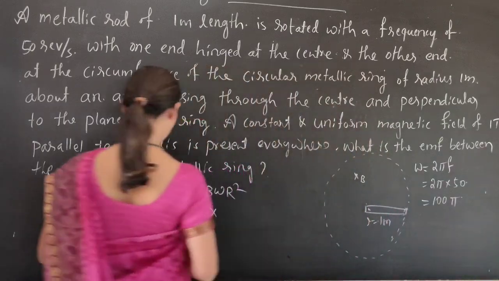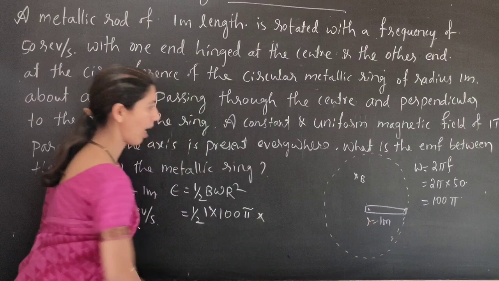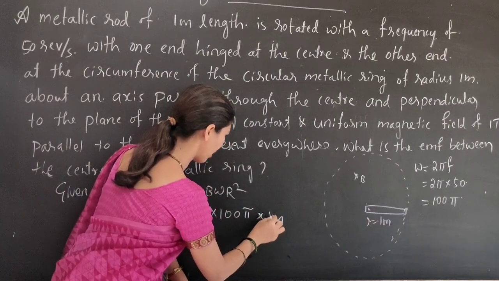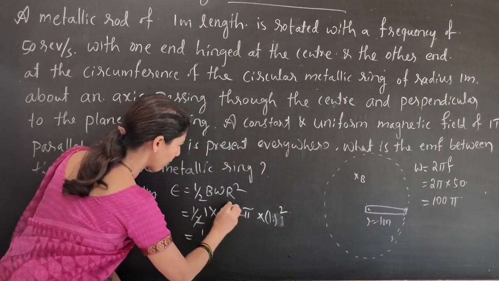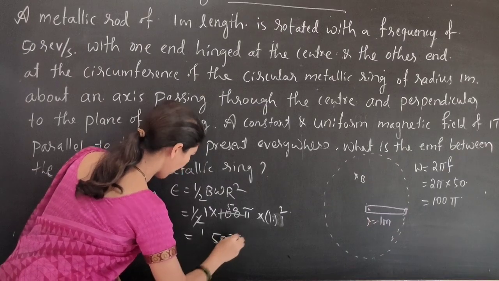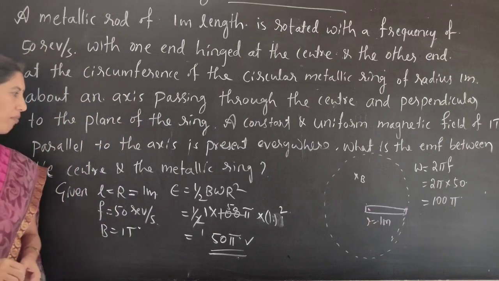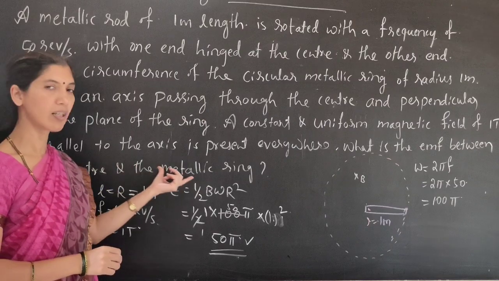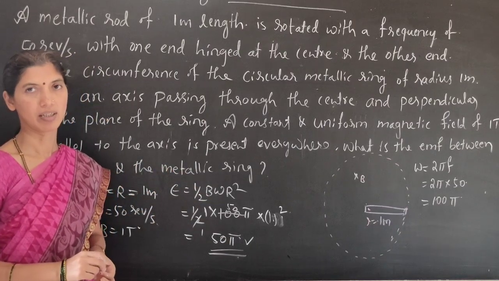I substitute this omega as 100 pi into R value, which is 1 meter, squared. Now half of 100 is 50. So this is equal to 50 pi. The answer is: EMF between the center and the metallic ring is equal to 50 pi volt. Clear?